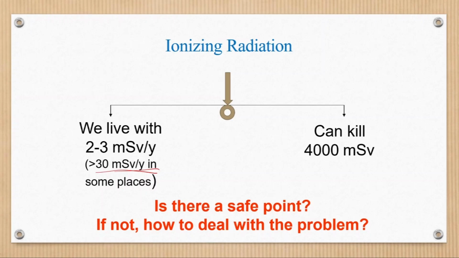Those people who are not staying in coastal areas have an average of 2 to 3 millisievert per year. So this is the background radiation an average person receives every year, and 4000 millisievert can kill you. It is the killing effect of dose, the killing effect of radiation.